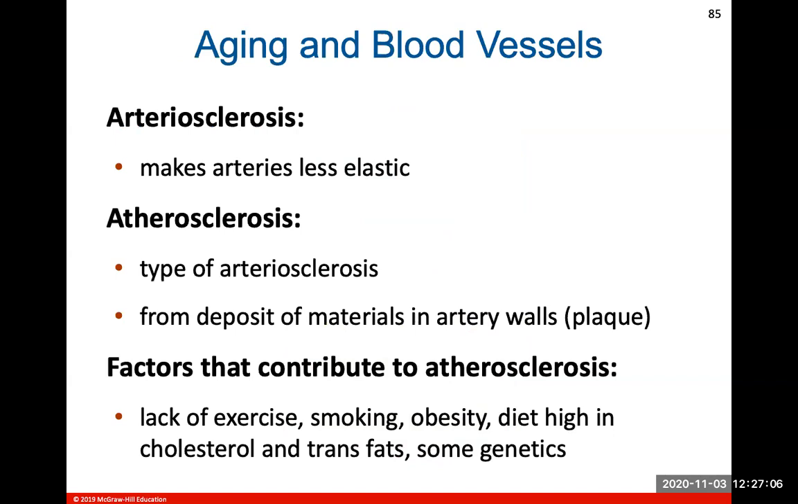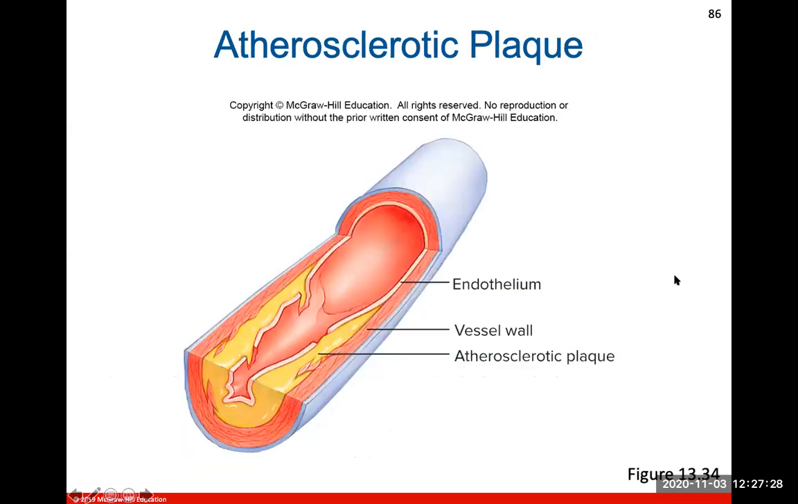How do your blood vessels age? Arteriosclerosis makes arteries less elastic. Atherosclerosis forms from deposits of materials in arterial walls called plaque. So this is a buildup which could lead to a blockage. And factors that contribute to atherosclerosis are lack of exercise, smoking, obesity, a diet high in cholesterol and trans fats, and some genetics. And this is just showing how an atherosclerotic plaque can build up in a vessel wall and could eventually lead to a blockage, which could then lead to a stroke, an embolism, or a heart attack.